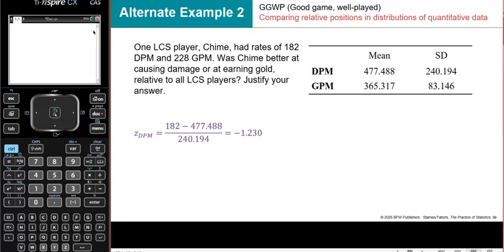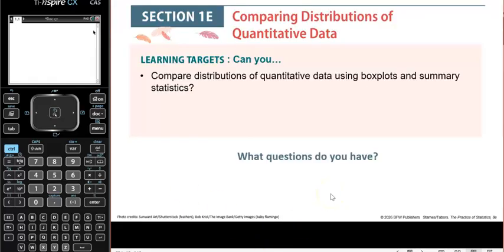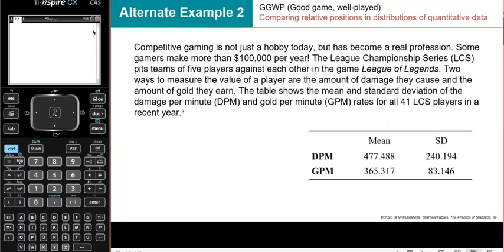Ooh. So I think you want more damage per minute, and he's below average. He's 1.23 standard deviations below the mean. So that's not good. We probably should go over z-scores. Do they have an example here? Did I skip something?